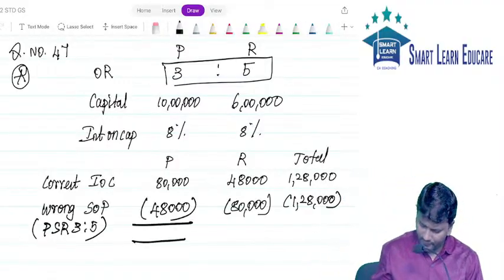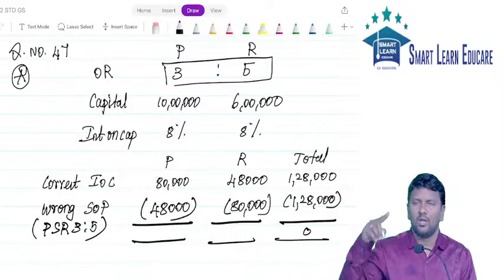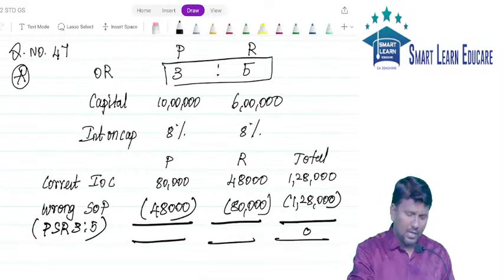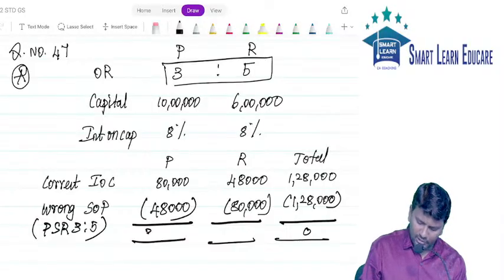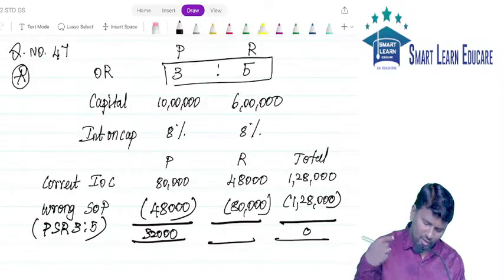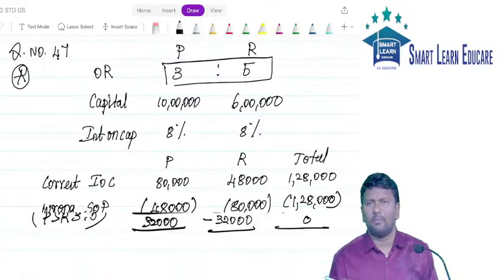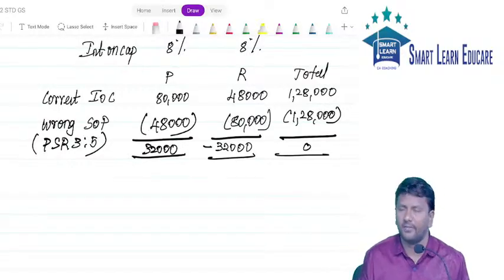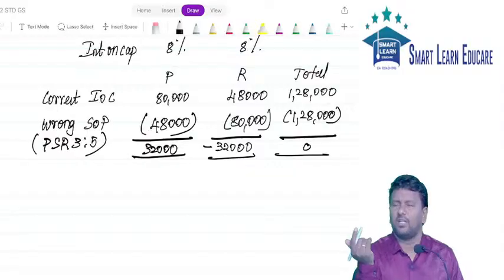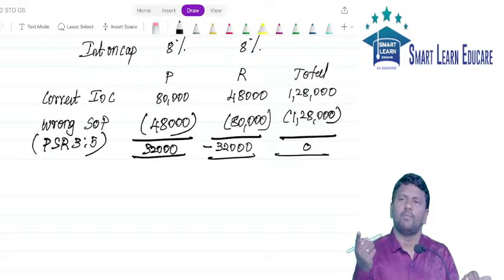So find the net effect. It is 0 in total, but between partners it will change. Tell me, 80,000 minus 48,000 will give you 32,000, and 48,000 minus 80,000, that is also 32,000, but that is minus 32,000. Whenever a partner is having minus, that partner's capital should be debited. It's the same thing we learned in goodwill. Gaining partner, you will be getting the answer in minus. Gaining partner's capital account should be debited, sacrificing partner's capital should be credited.